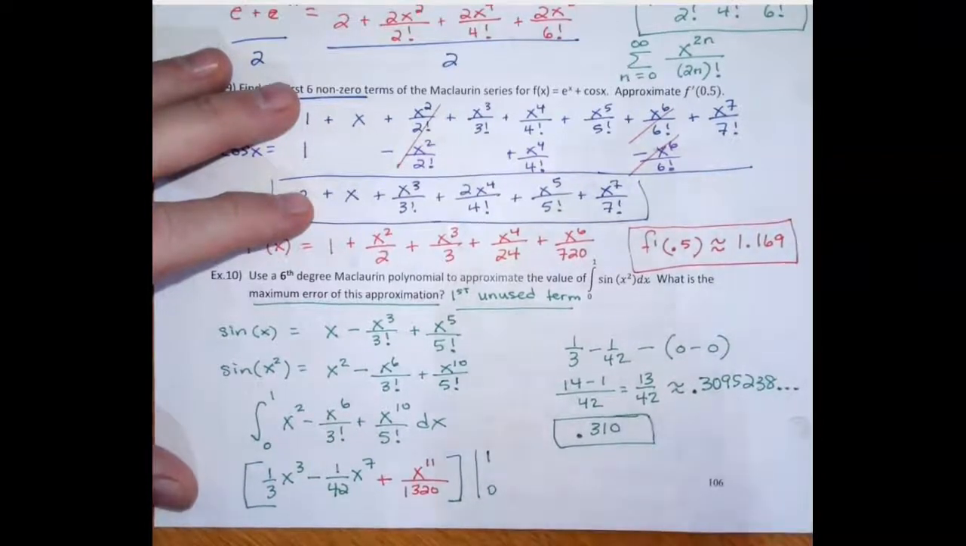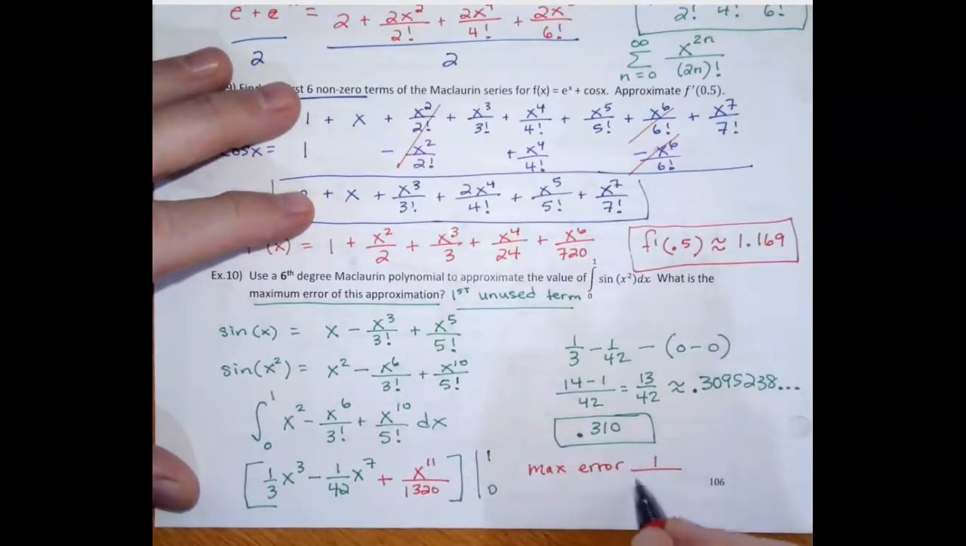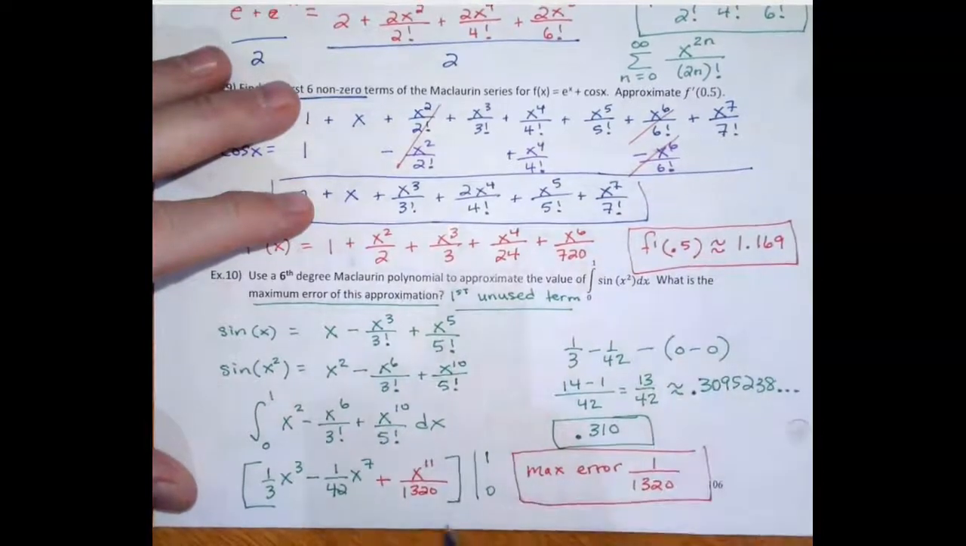So that's that. Now the maximum error is going to be what we get from this last term here. So plugging in 1 there is going to be 1 over 1320.